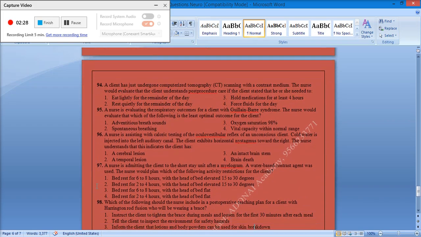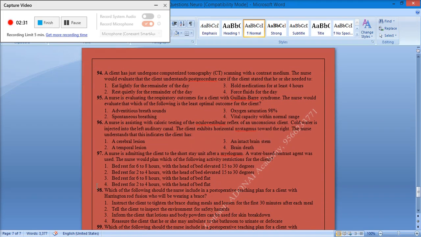94. A client has just undergone computerized tomography scanning with a contrast medium. The nurse would evaluate that the client understands post-procedure care if the client stated that he or she needed to: 1. Eat lightly for the remainder of the day. 2. Rest quietly for the remainder of the day. 3. Hold medication for at least 4 hours. 4. Force fluid for the day. The correct answer is 4. Force fluid for the day.